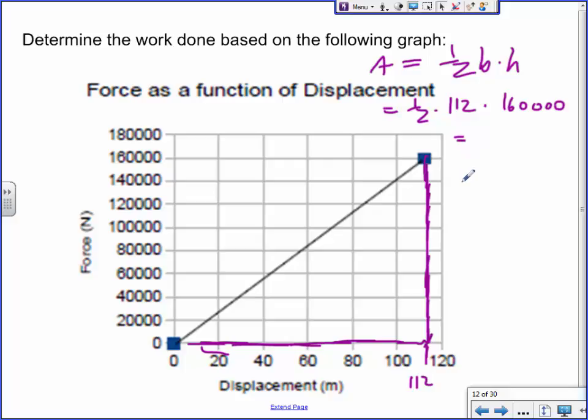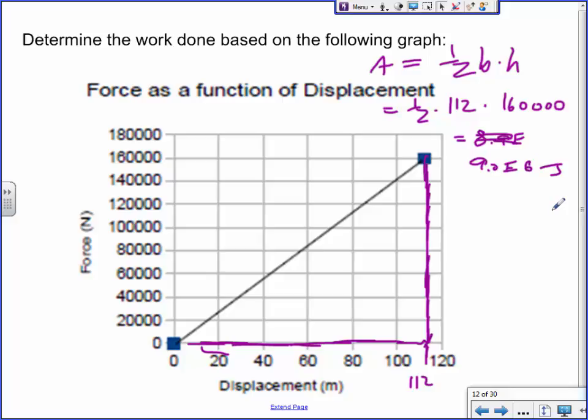You guys feel comfortable with this? What did you get? So, let's call it 8 point what? What's the next digit? Times 10 to the what? 49. Oh, okay, so 9.0 times 10 to the 5? 6? Sure, something like that.